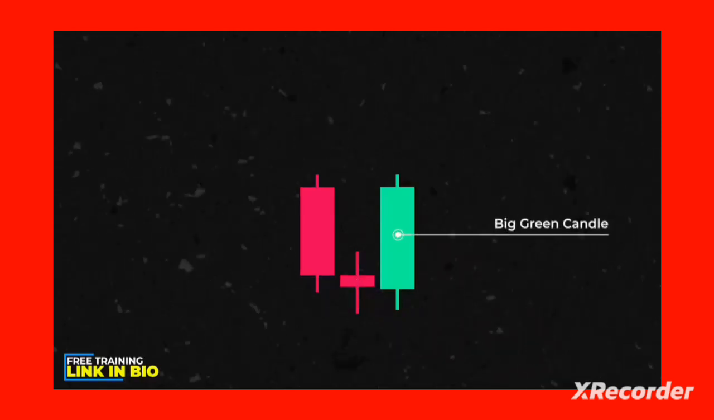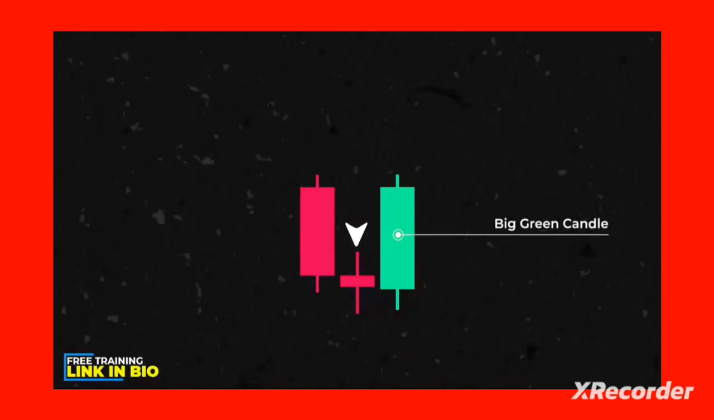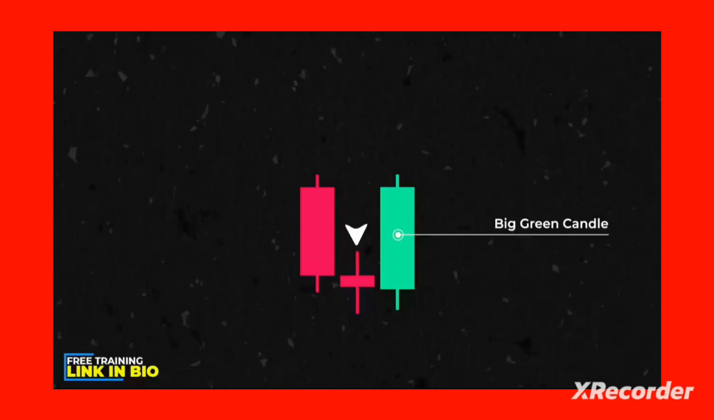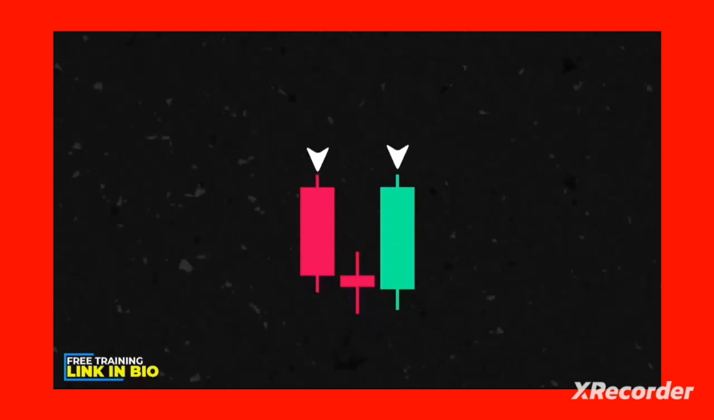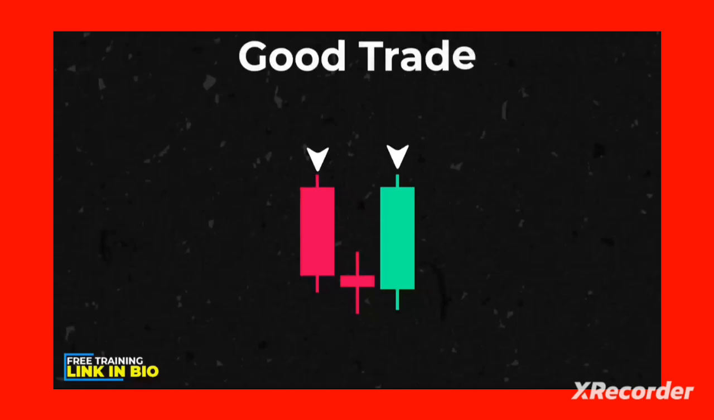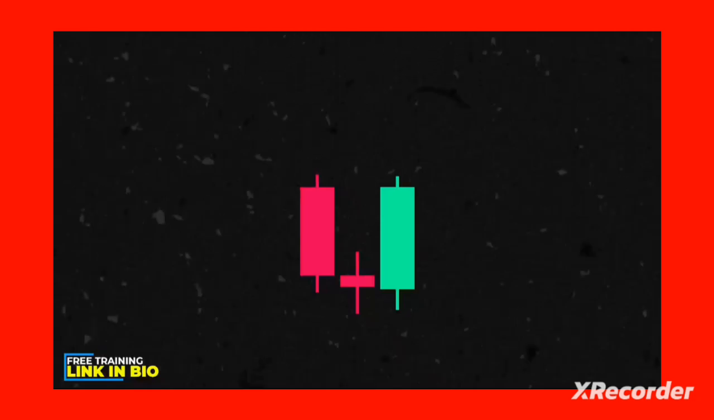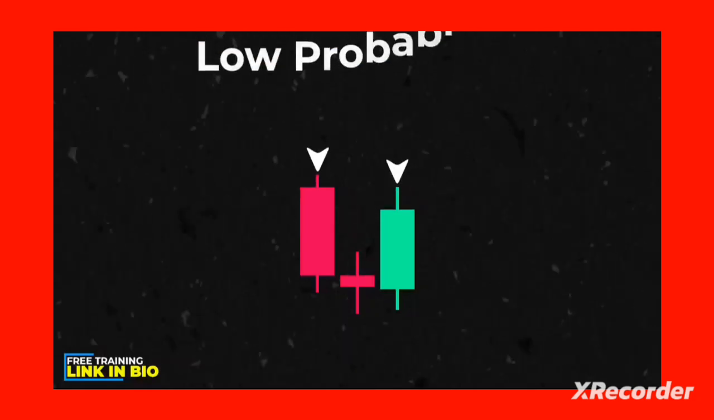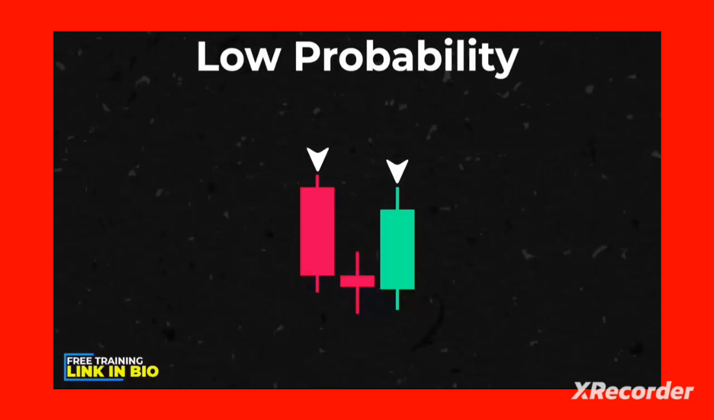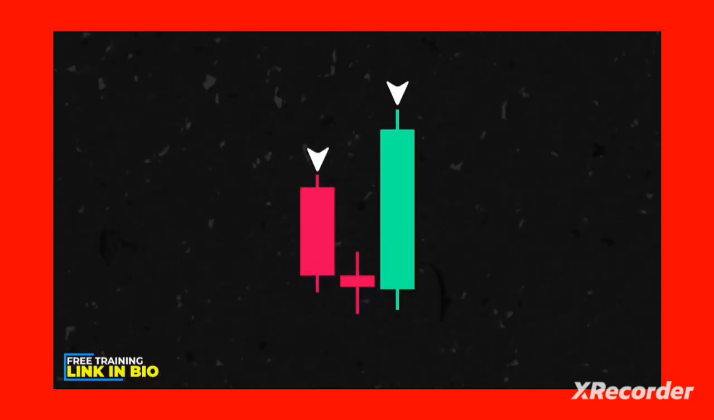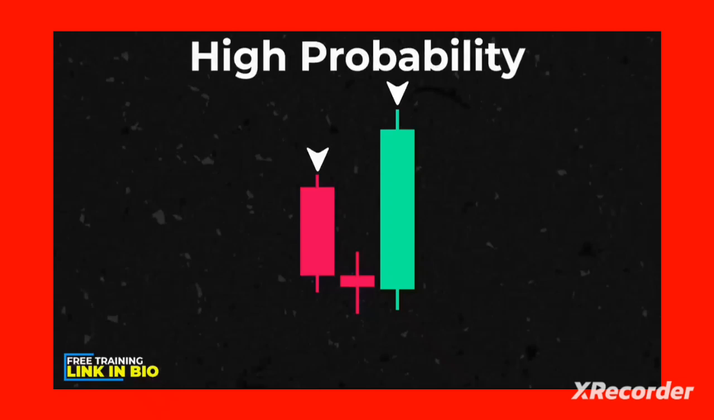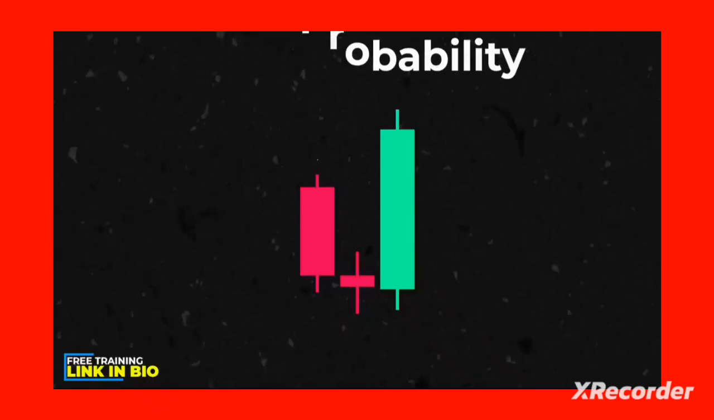Then, finally, we have a big green candle that breaks above the high of the doji candle. The size of this candle will determine the strength of the pattern. If the candle is as big as the red candle, then it is a good trade opportunity. If it is smaller than the red candle, it is a low probability trade. Lastly, if the green candle closes above the high of the red candle, it is a strong reversal candle.